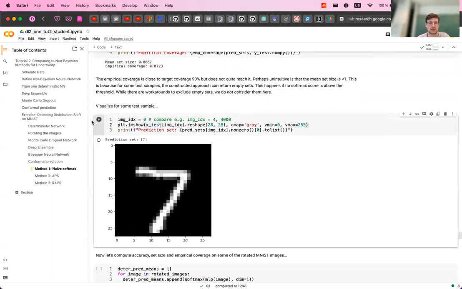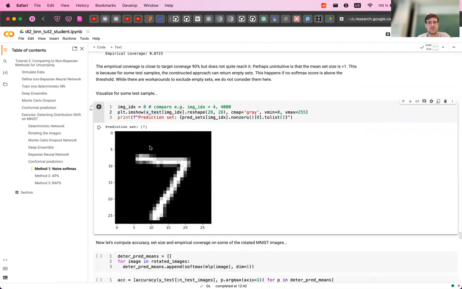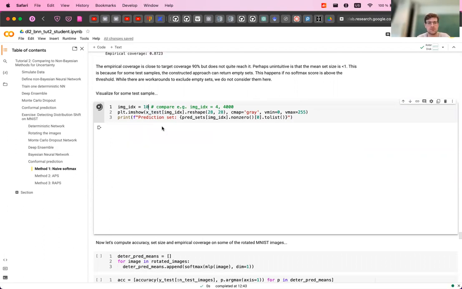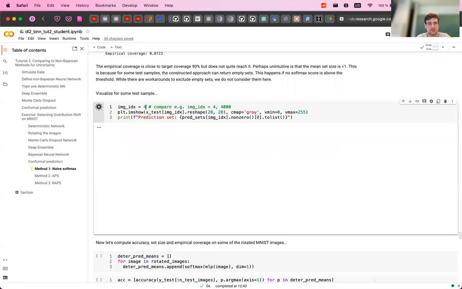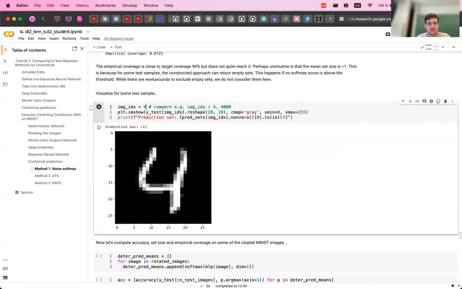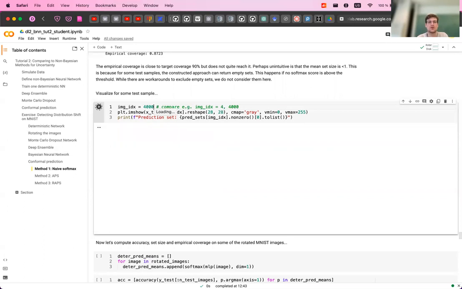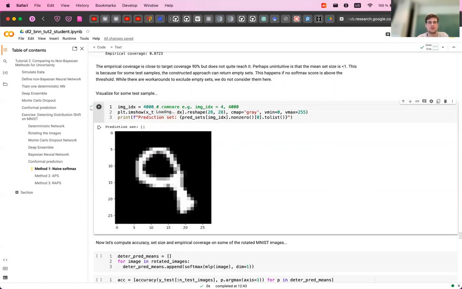And so we can visualize this here, for example. We have a 7, the model predicts a 7, and the actual prediction set is only a 7, right? And we can change to a different random image. In this case, the actual prediction set is only a 0. Then if we look at this one, it's a 4. And if we look at this one now, right? Here, for example, it's an empty set.